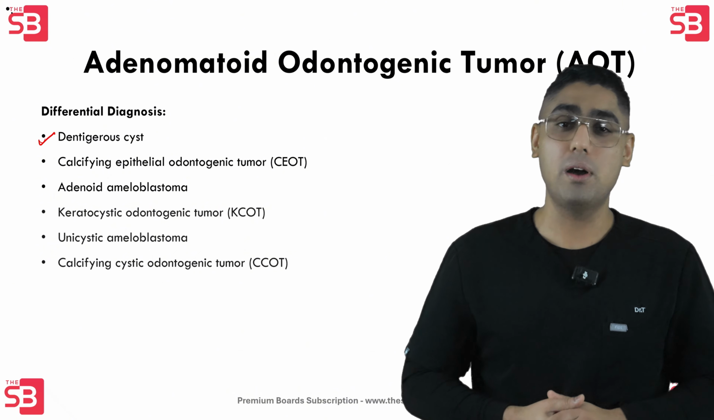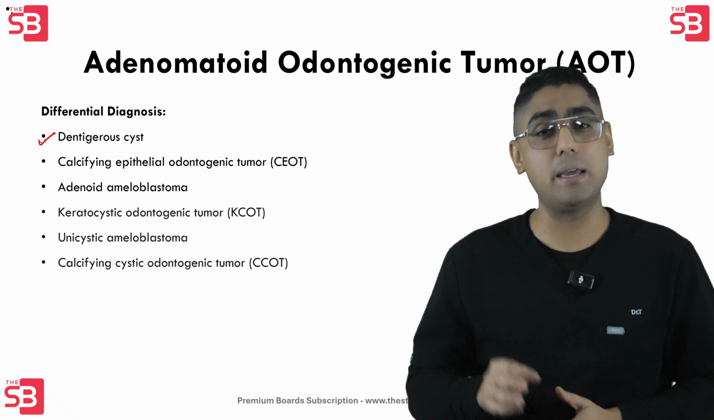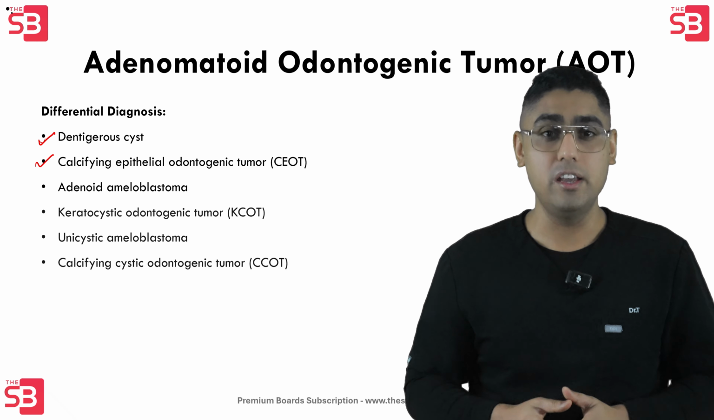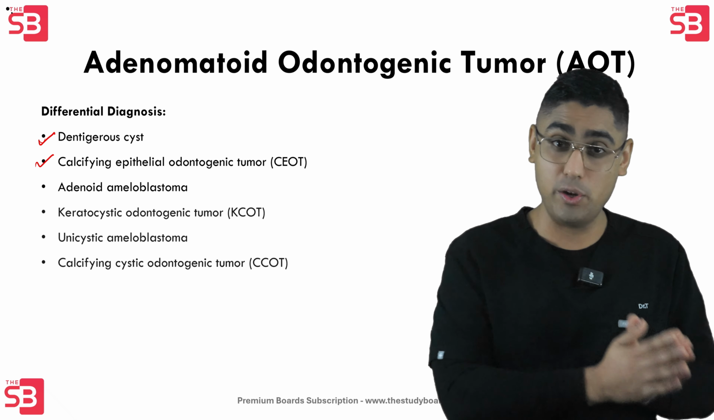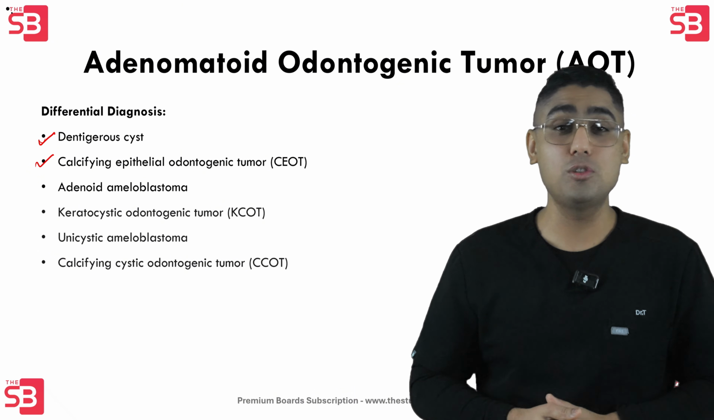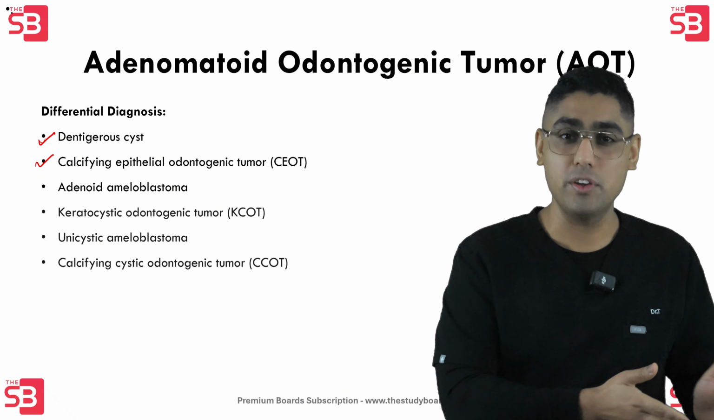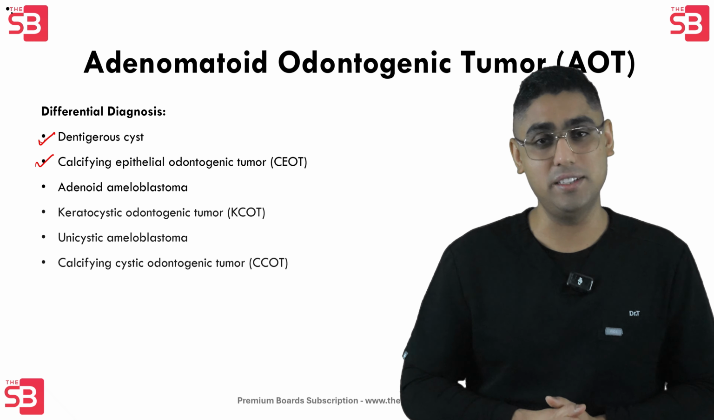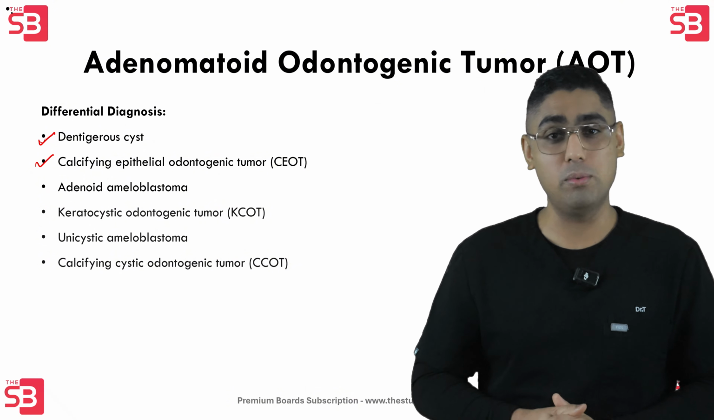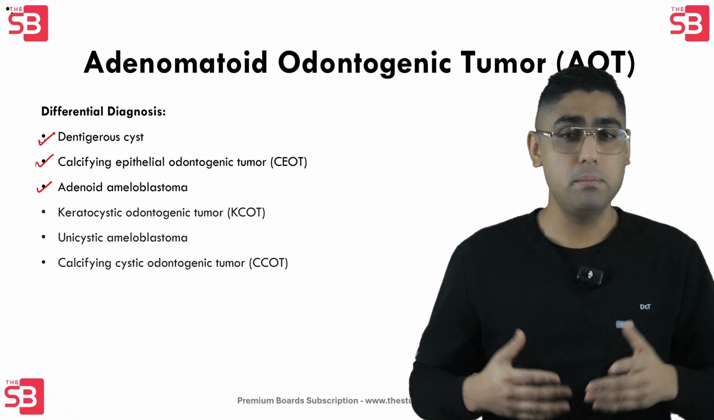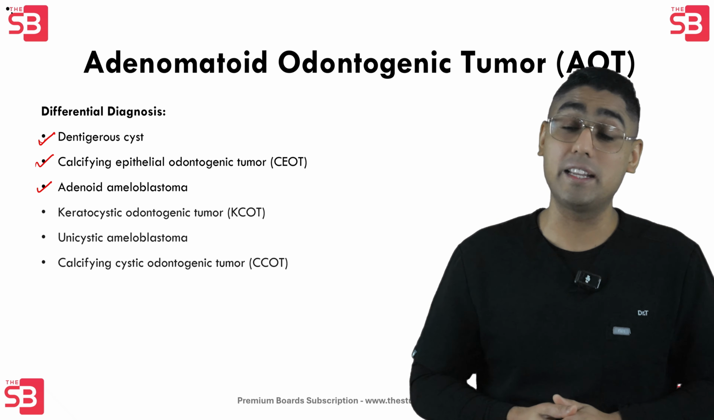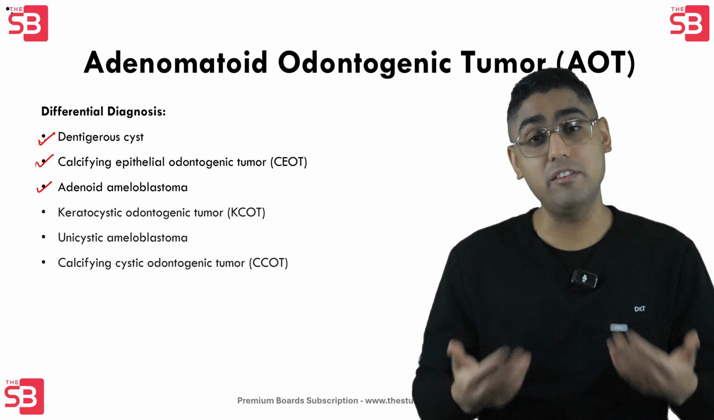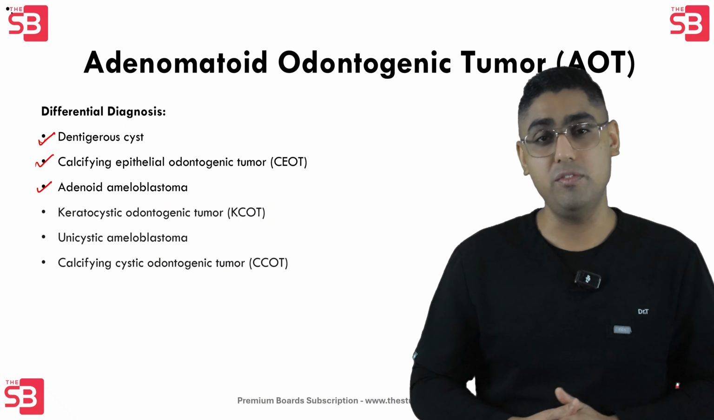The next one to think about is CEOT, that is calcifying epithelial odontogenic tumor or Pindborg tumor, that can show radio-opaque foci within the radiolucent lesion, similar to that of AOT. However, CEOT tends to be locally aggressive as compared to that of your AOT, and there are some different histopathological features associated with CEOT. Then the next one to think about is adenoid ameloblastoma, and this variant of ameloblastoma may actually show gland-like or tubular patterns that can resemble AOT. However, adenoid ameloblastoma typically has more infiltrative growth as compared to that of AOT, which is less aggressive.